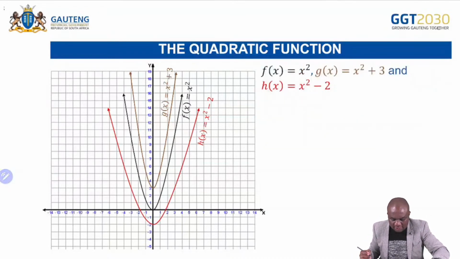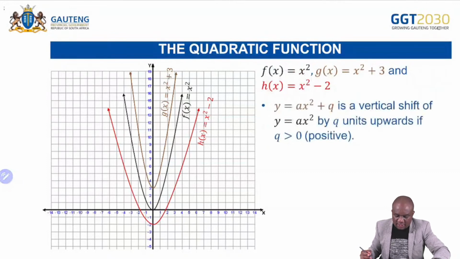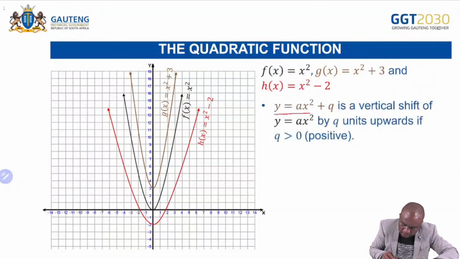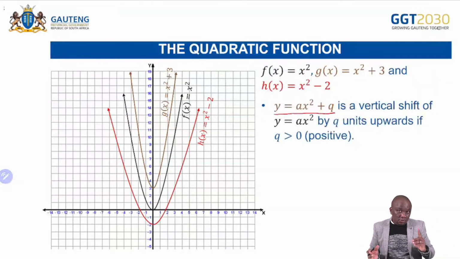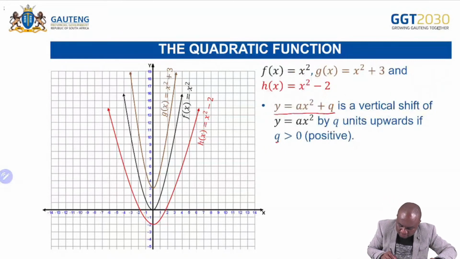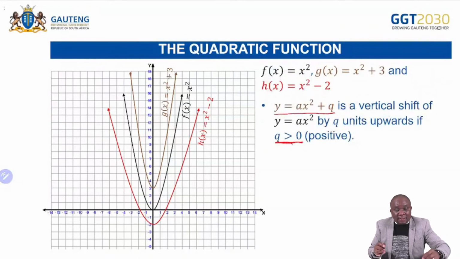Right, so we have our 3 graphs. We should have seen that y is equal to ax squared plus q is a vertical shift, not vertical stretch, vertical shift. The whole graph is shifted. How is it shifted? If q is positive, remember greater than 0 means positive, the graph is shifted upwards by q units.